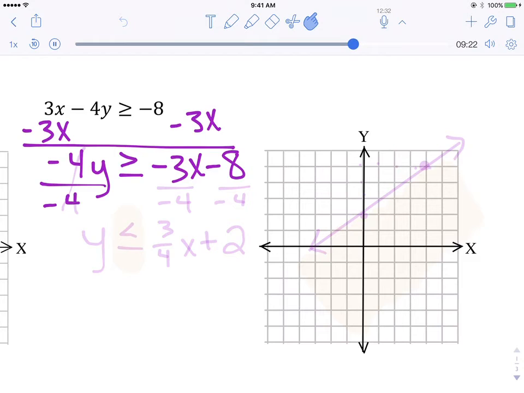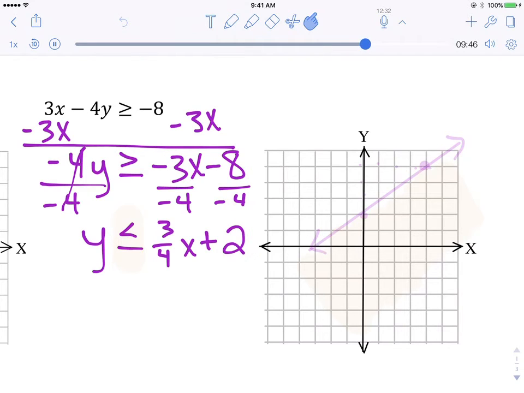We divide by -4. As soon as I say to myself I'm dividing by a negative, I also need to remember to flip my inequality sign. So those will cancel. I'm left with y is less than or equal to, a negative divided by negative is going to be a positive 3/4 x. -8 divided by -4 is going to give me a positive 2.